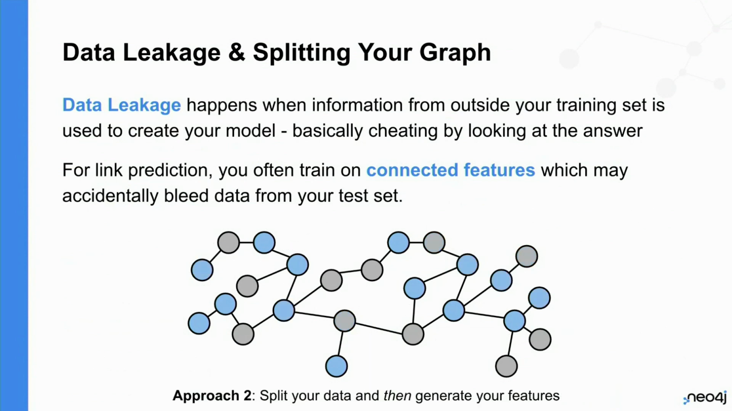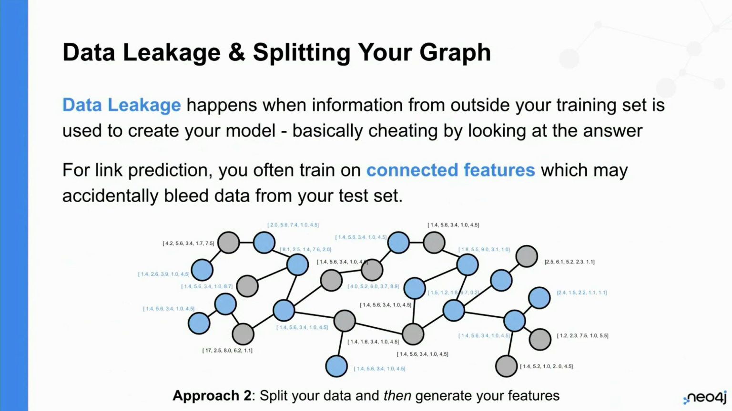You can look at splitting your data first and then generating your connected features. So I've got my two subgraphs, and then I'm going to generate connected features within those subgraphs. So I'm not sneaking a peek at the answer.